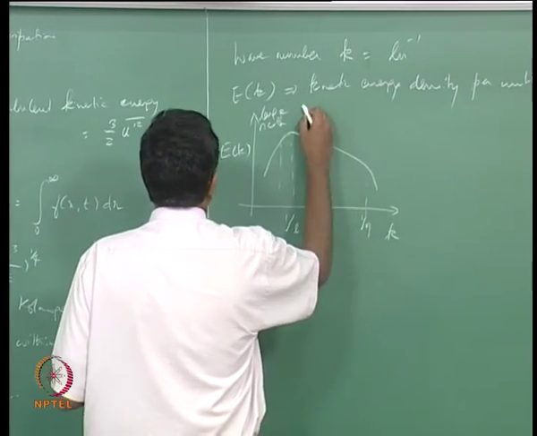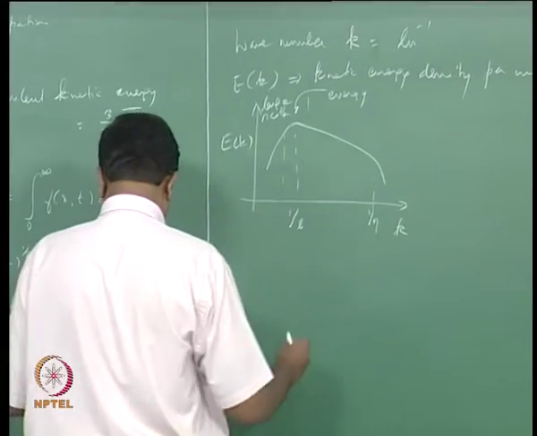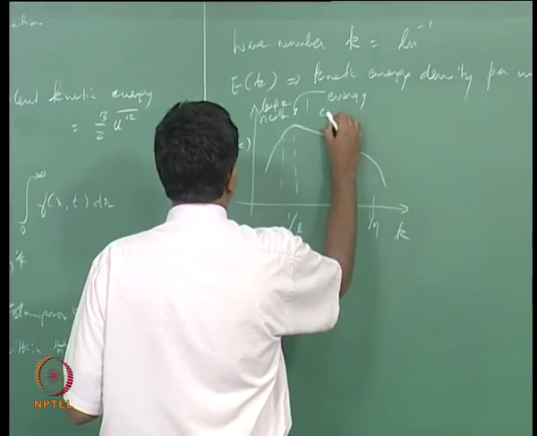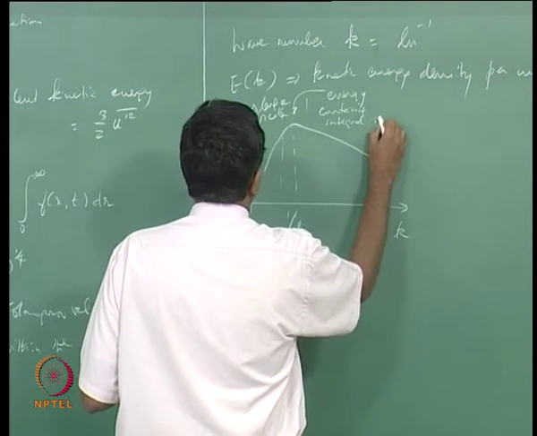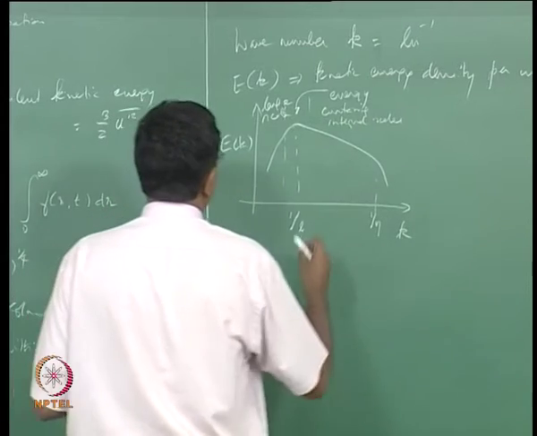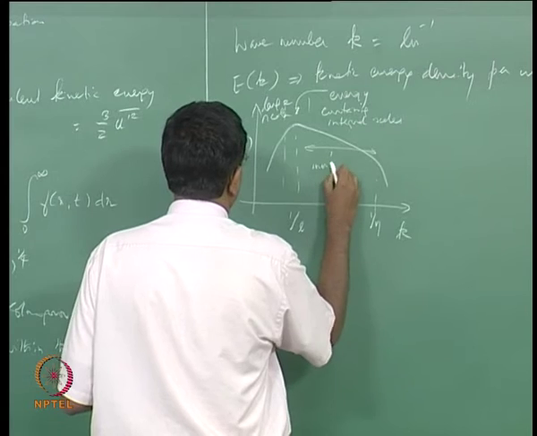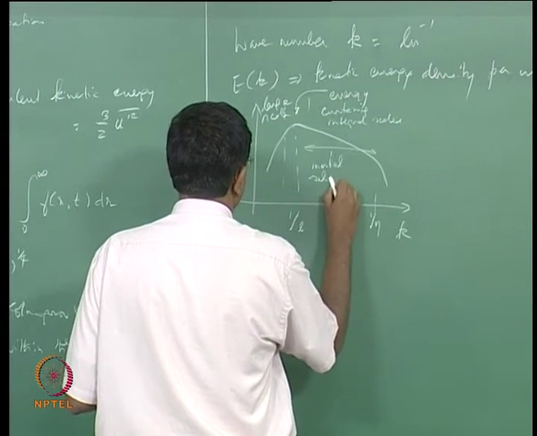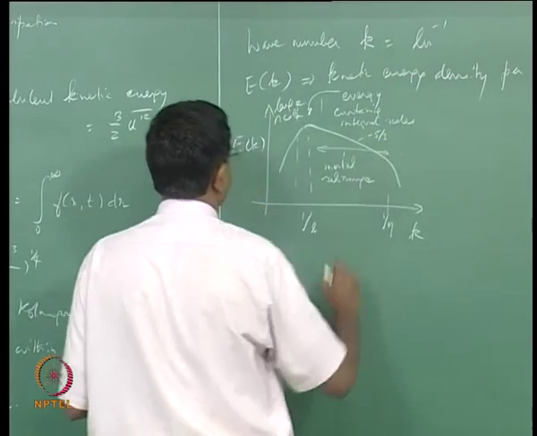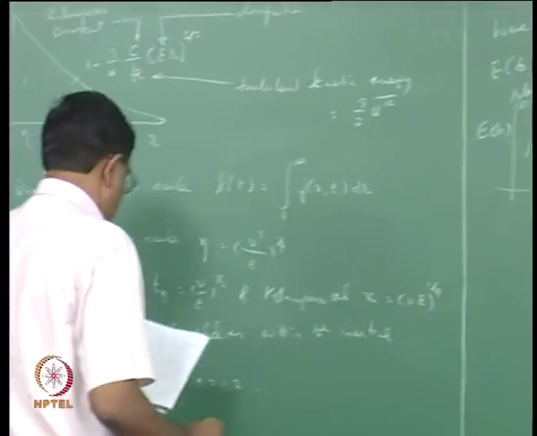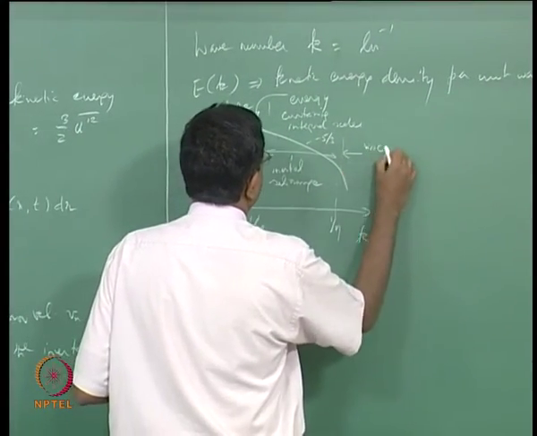And we are looking at this region as the energy containing eddies, or energy containing, you can say, integral scales. And this region is now referred to as the inertial subrange, where you now have a constant slope of minus 5/3, that is a famous law there. And then below the Kolmogorov length scale is the viscous subrange.